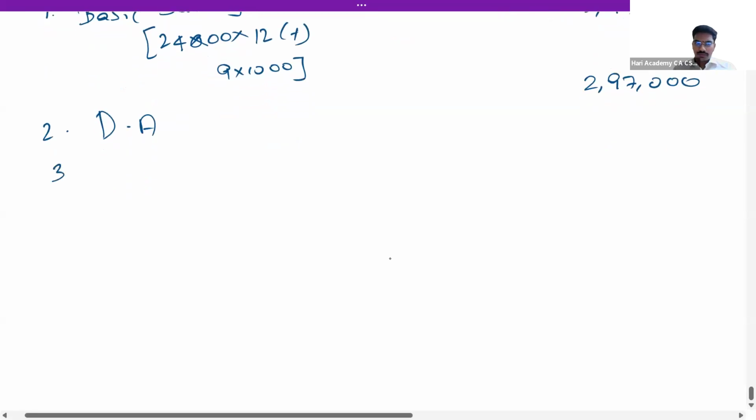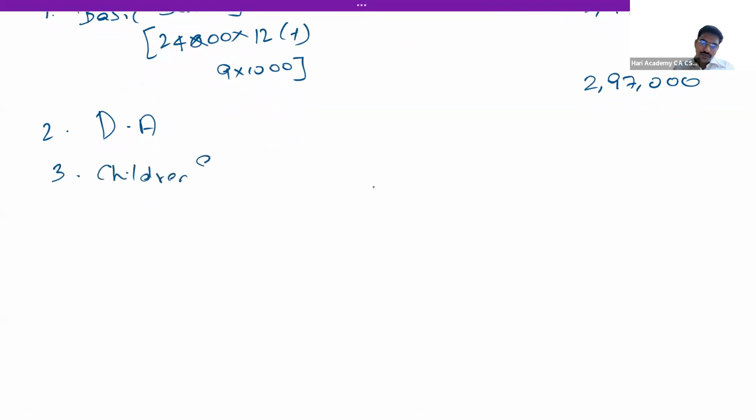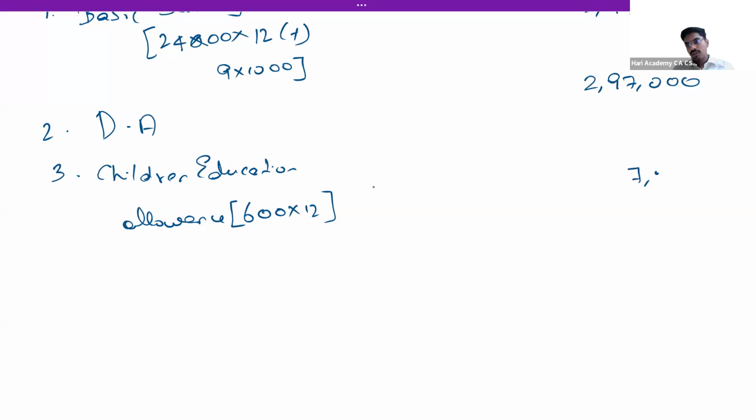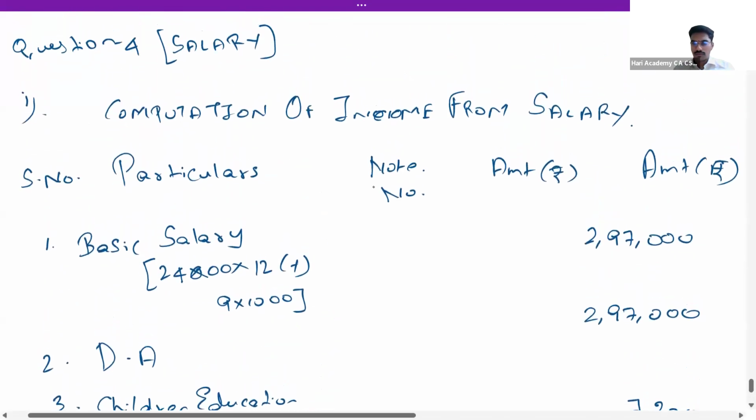Next, third point. Children's education allowance, rupees 600 per month. In this question, they have not said whether he is opting for the old or new regime, so we are making an assumption that he is opting for the new regime. Okay. So children's education allowance is 600 per month for 12 months: 7,200.